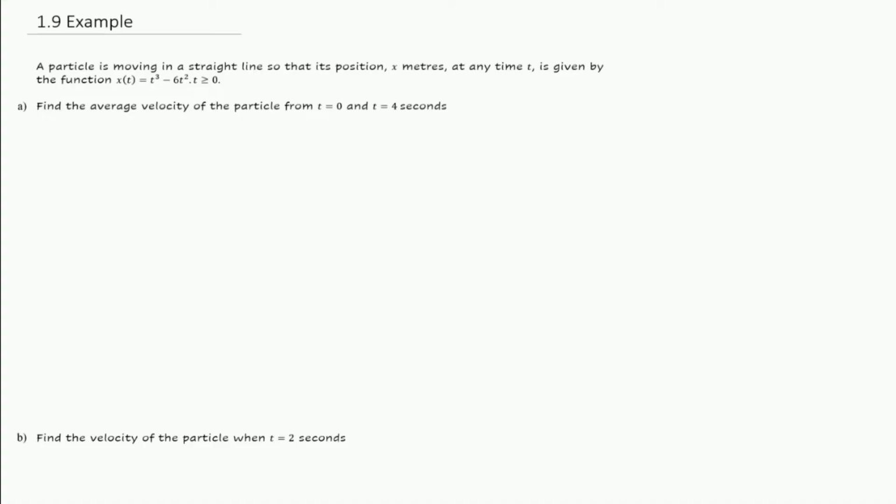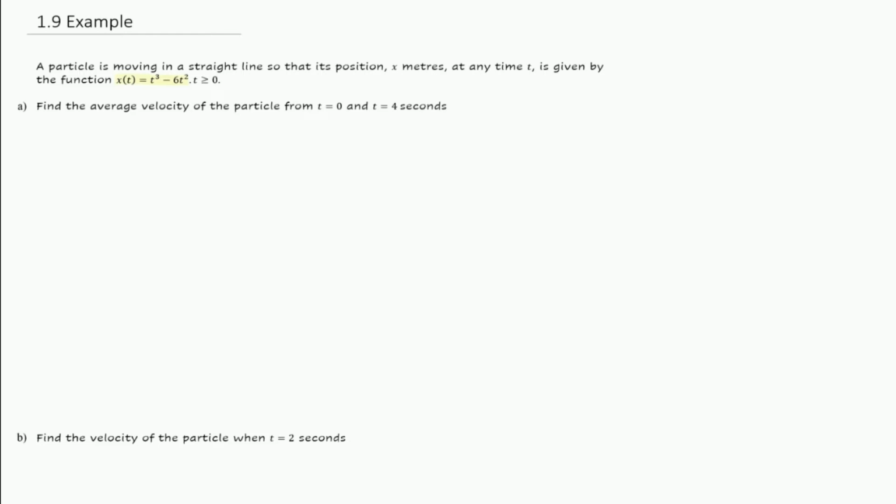A particle is moving in a straight line so that its position x in meters at any time is given by the following function: x of t is equal to t cubed take away 6t squared. As we are looking at time, we know that it has to be greater than or equal to 0. The first question is asking us to find the average velocity of the particle from t equal to 0 to t equal to 4 seconds.